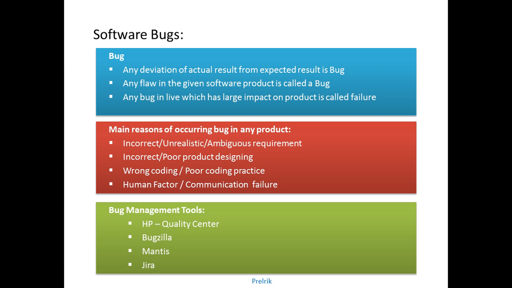Incorrect or poor product designing. Again the same thing: because of poor product designing, the developer will code in the same way, and later it may lead to a bug. Wrong coding, poor coding practices, human factors, and communication failure. So these are the main reasons for a bug occurring in any software product.